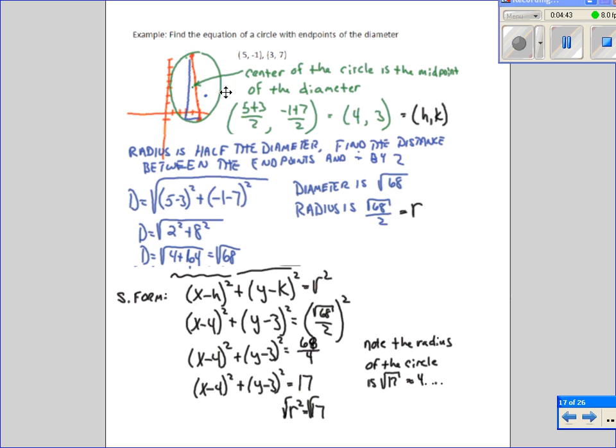So we can use our midpoint formula, 5 plus 3 over 2, negative 1 plus 7 over 2, and that gives us the center of the circle, h, k. That'll be the point 4, 3. And again, looking at our sketch, make sure it looks reasonable.